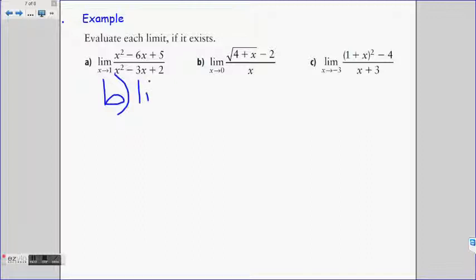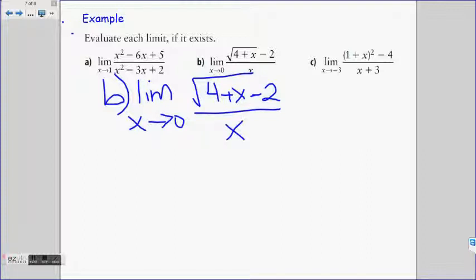Again, I'm just going to rewrite this as the limit as x approaches 0. And again, I'm going to multiply it by its conjugate. Not complex conjugate, its conjugate. We're not dealing with complex numbers. Which is a +2. And again, the same here.